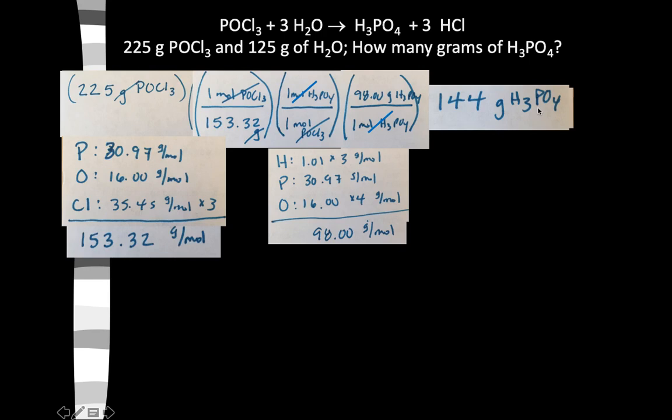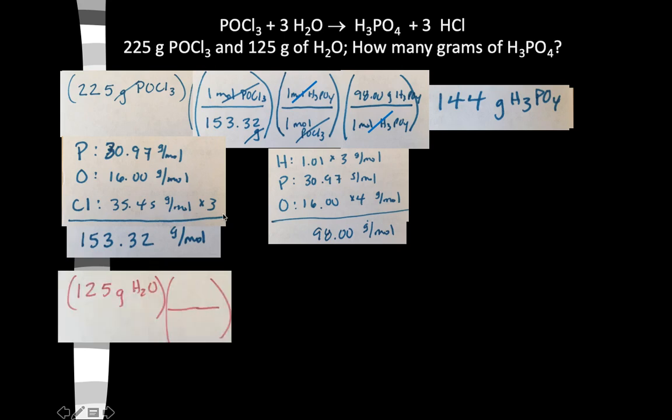Well, if this had been a couple days ago, we would have stopped. There's my answer. But here's the problem. This is the answer for grams of H3PO4 if I use up all of my POCl3. But I don't know if I use up all of my POCl3. What if I use up all of my water? So I have to do another stoic problem starting with the other given. But the good news is some of the steps we'll be able to use this number again. We don't have to refigure it out.